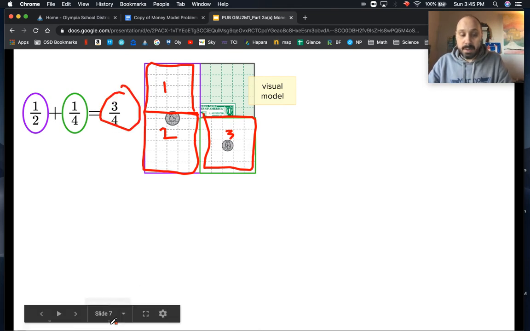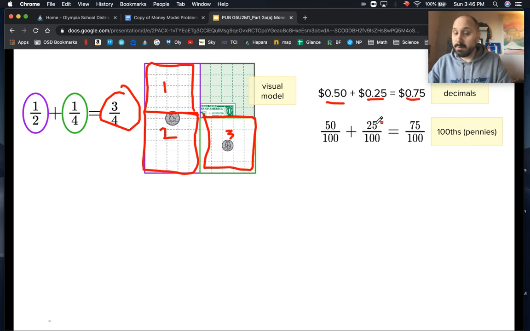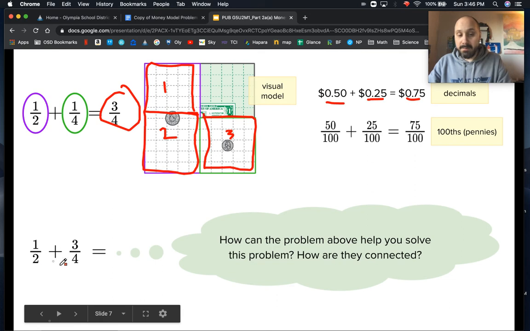So our decimals is 50 cents. That was this whole thing here. That was the 50-cent piece plus 25 cents. That's this quarter over here equals 75 cents. And that's the same as 3/4 of a dollar. We want to make it out of hundredths or pennies. We have 50 pennies or 50 hundredths plus 25 pennies or 25 hundredths equals 75 pennies or 75 hundredths. So 1/2 plus 1/4 equals.